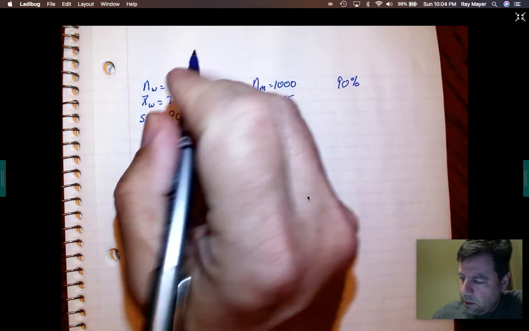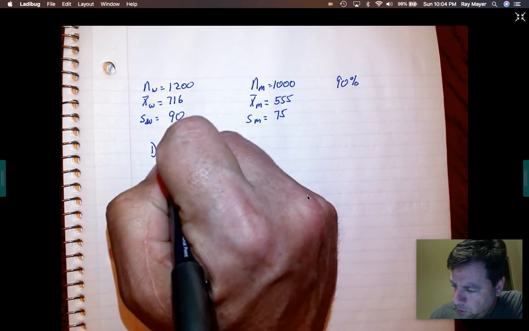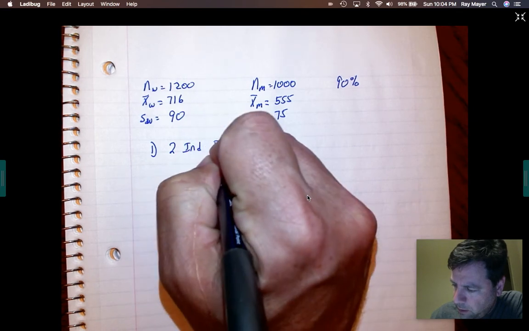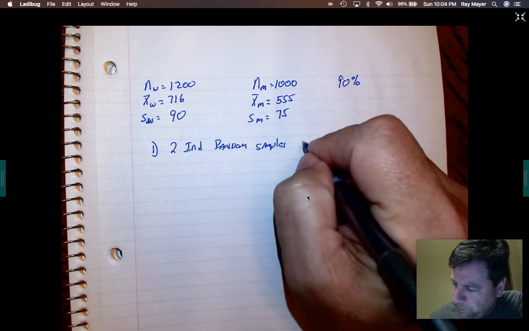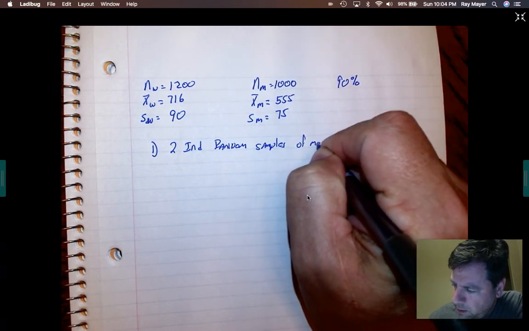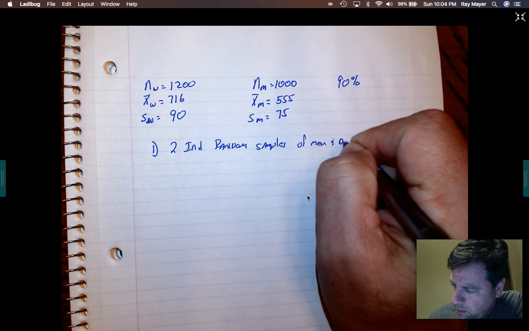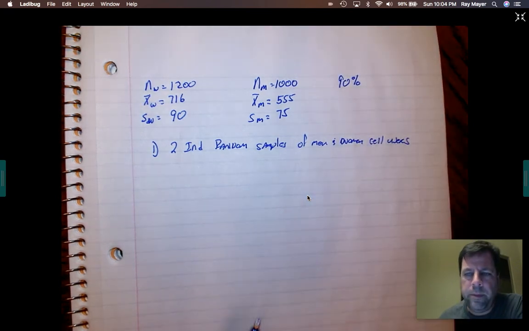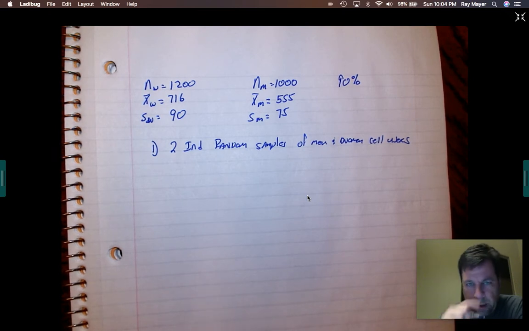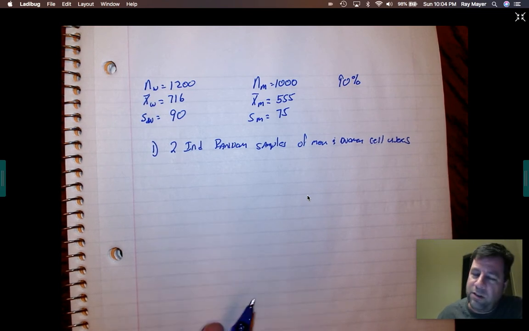Okay, conditions. One, we have two independent random samples of men and women cell users. Probably don't need to state all that, but if this was the AP test, guys, you're only going to get two questions. You don't want to leave something out that's going to dock you some points. So be as consistent as we can right here.